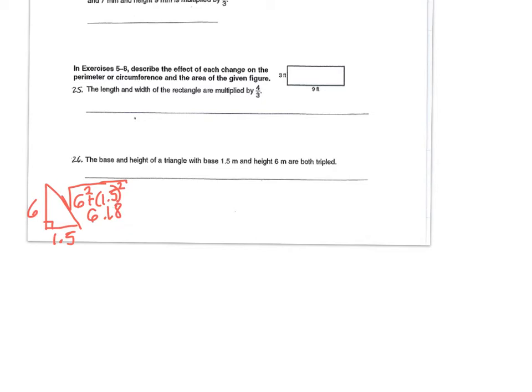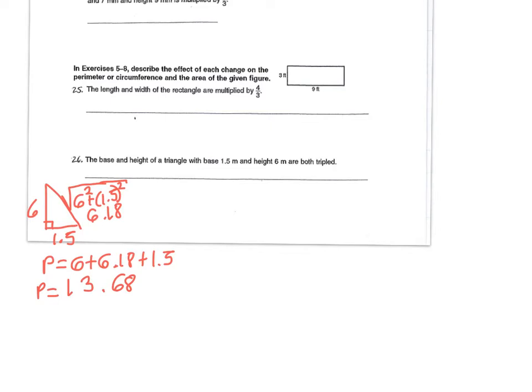6.18. Okay, so then the perimeter would be the sum of the three sides, which is going to be 6 plus 6.18 and then plus 1.5. And when you add all of that, this is 13.68 when you round it to the hundredths place. This is the perimeter.